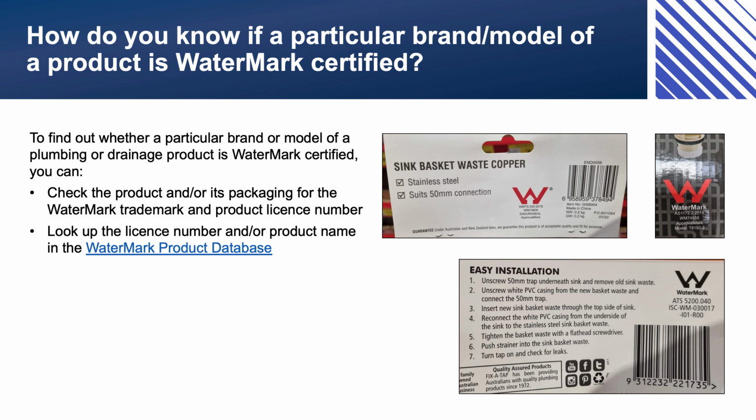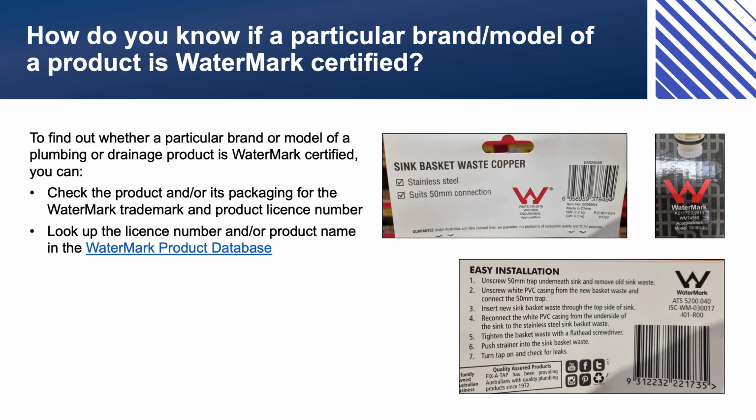The information should be on the product if it is possible to include it there. If it isn't possible to put the information on the actual product, then the information needs to be included on the packaging. So when a product is not installed or is still in its packaging, you should be able to easily see whether it is certified or not.